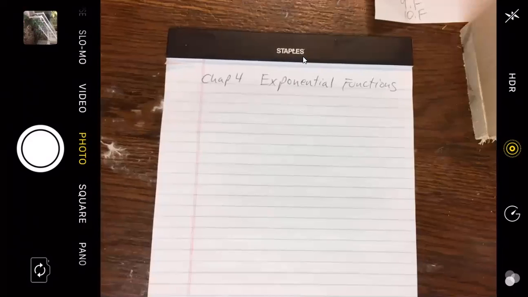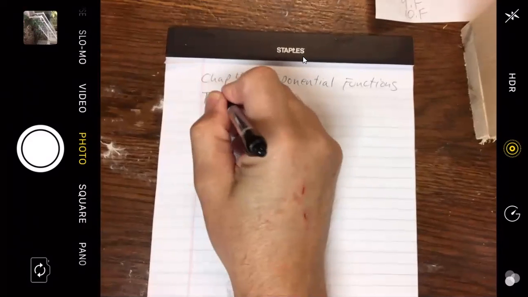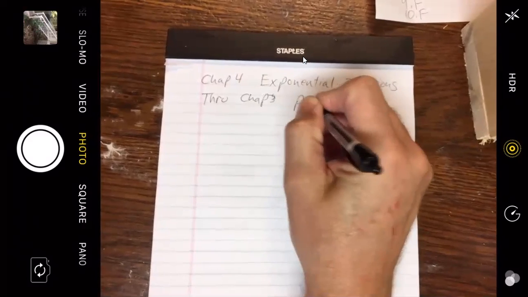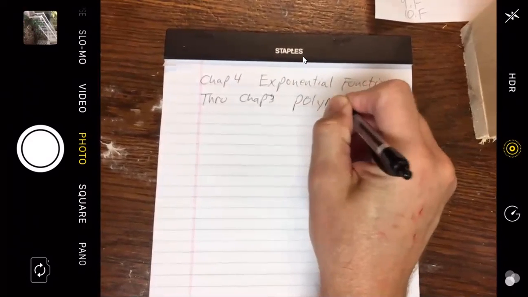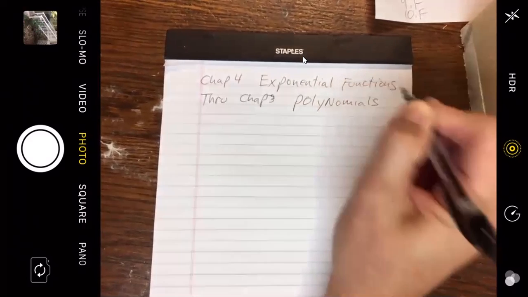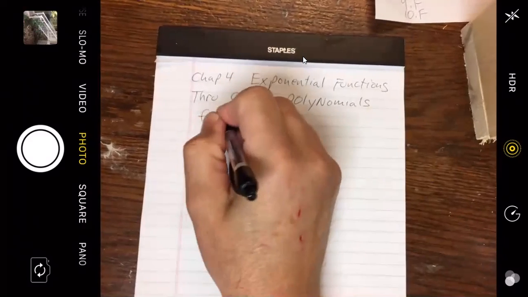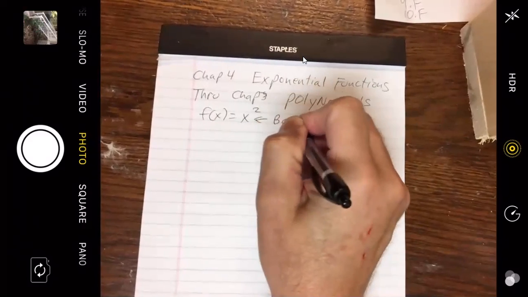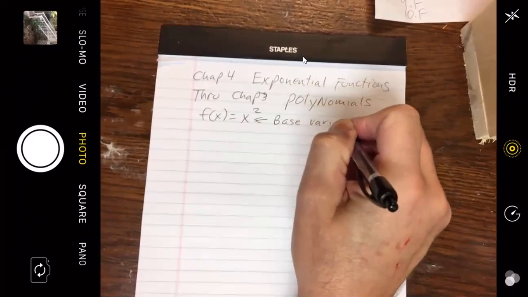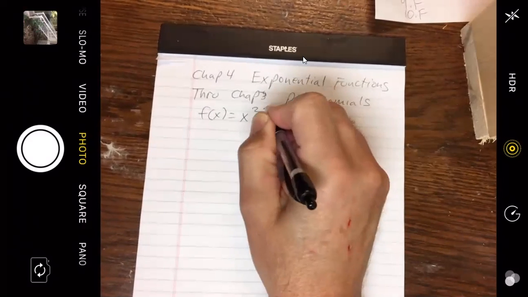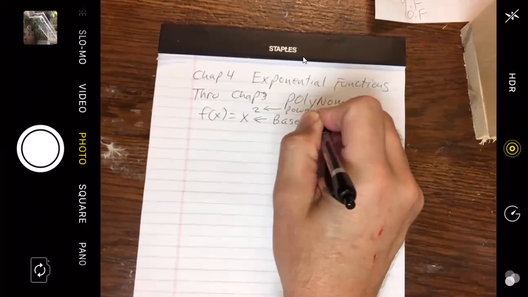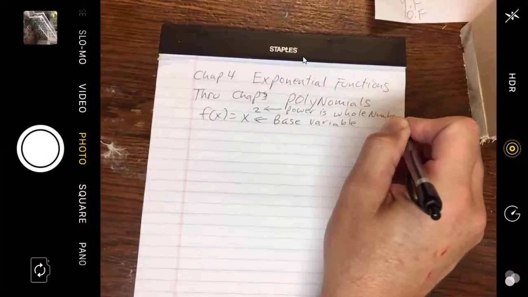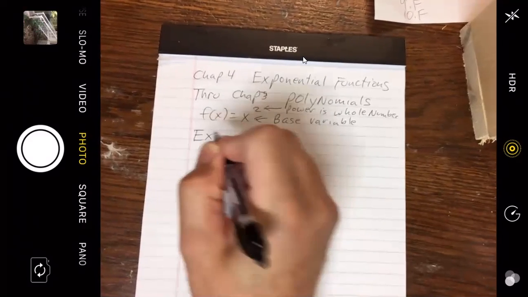Through chapter 3, we've done polynomials. That would be x squared. So your base is variable. Your power is a whole number. Exponential functions reverse it.